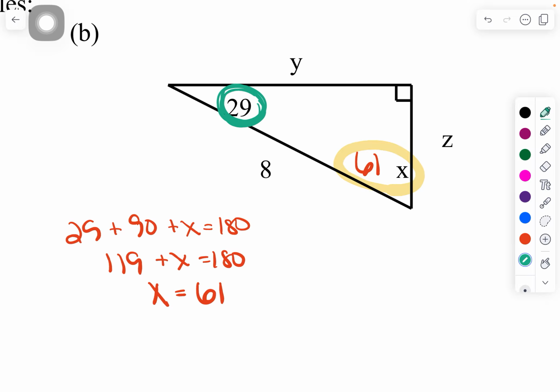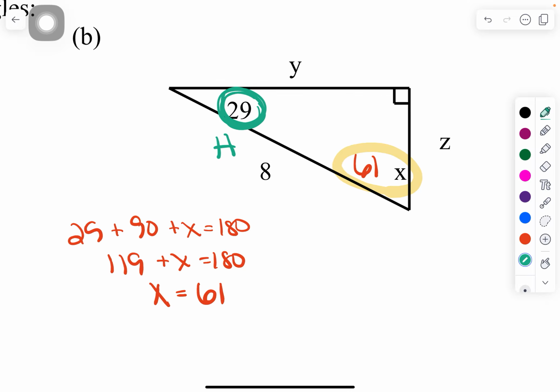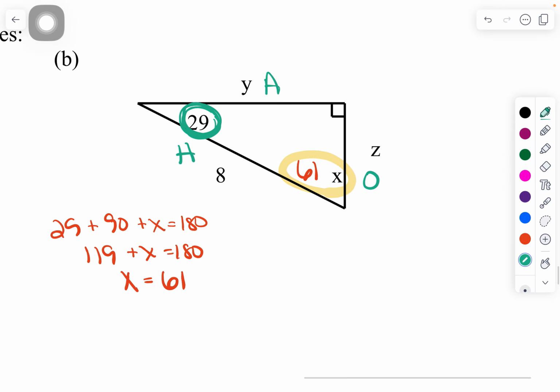So label the triangle. There's my hypotenuse. That is the right angle. If I go from the 29-degree angle, the opposite side is z, and the adjacent side is going to be y. So of course I need to find y and z. You can't find both of them at the same time. So let's say we want to find y first. So that's the adjacent side.